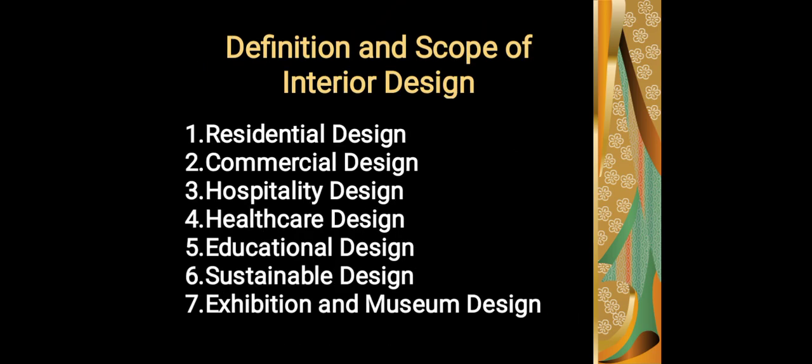So, we have the definition and scope of interior design. We have seven. Number one, residential. Number two, commercial. Number three, hospitality. Number four, healthcare. Number five, educational. Number six, sustainable. And number seven, exhibition and museum design.